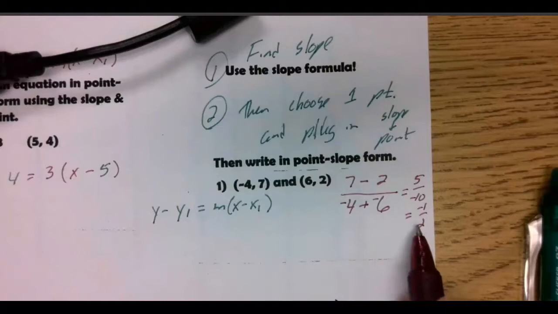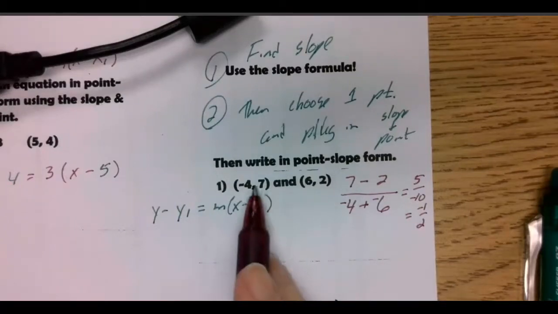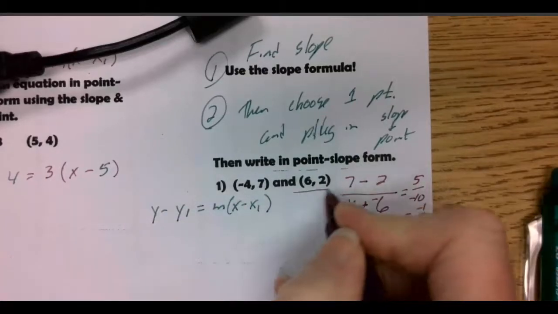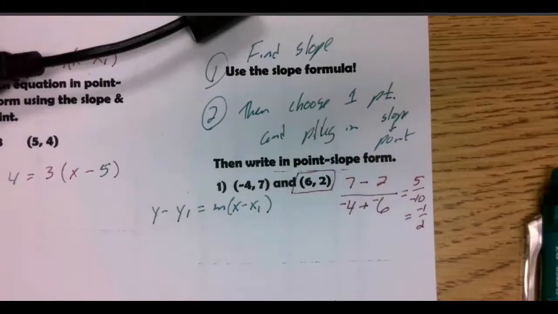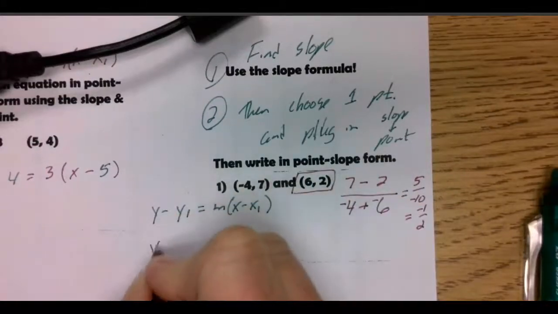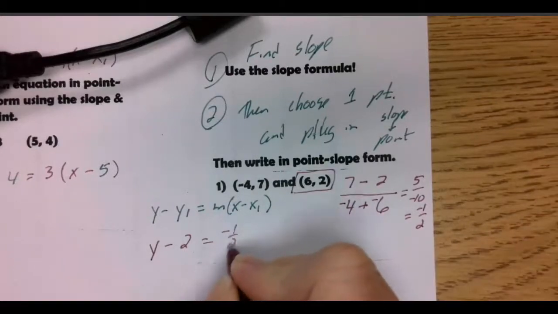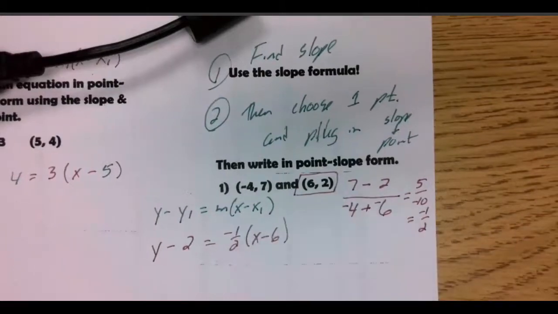Well, look, my slope is 1/2. I'm going to have to multiply it times x. Oh, yay, they're both even, so not a problem. So let's plug it in. Which point do you want to pick? I'm going to pick this one because it doesn't have negatives, and I mess up negatives all the time, so I'm not going to pick that one. Y minus my y value is equal to the slope times x minus my x value.